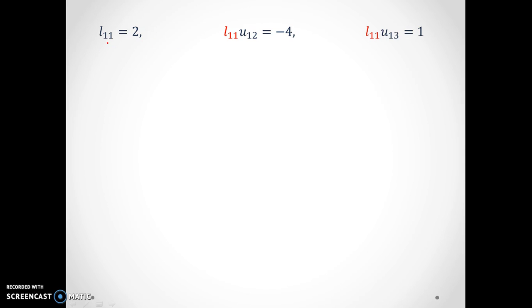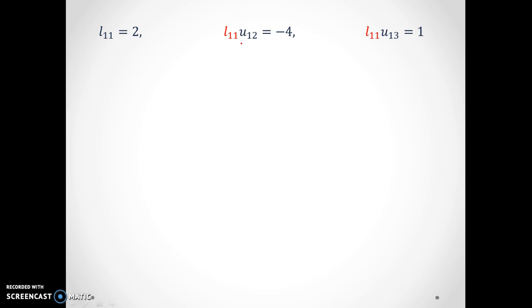So as we have seen earlier, L11 is equal to 2, that is A11, and the next equality was L11 into U12 is equal to minus 4. So minus 4 is actually A12, and then L11 into U13 is equal to 1, where 1 is actually A13. So here L11 is already calculated, and I have written L11 in red color, which means that L11 for this equation is the known value.